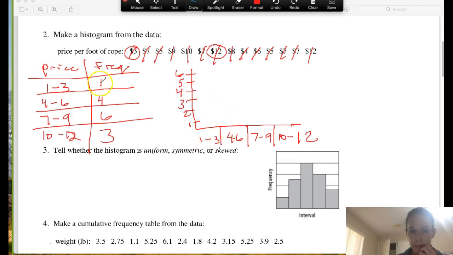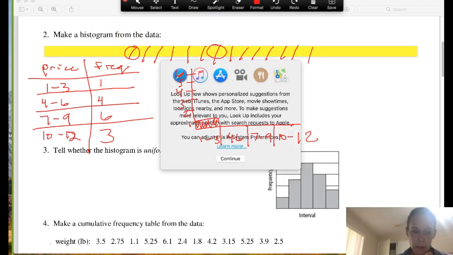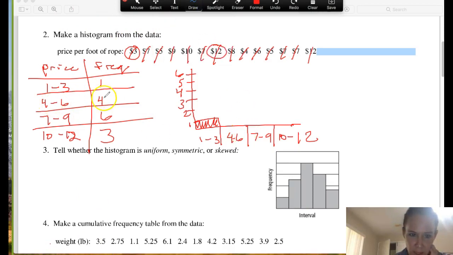So from 1 to 3, the frequency that happens there is 1. So here's my histogram. All right, between 4 and 6, that happened 4 times. There are 4 data sets between 4 and 6.